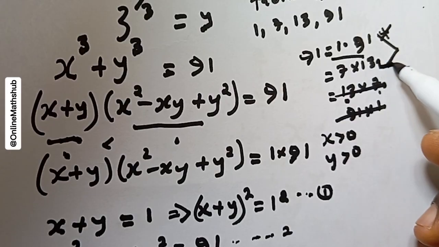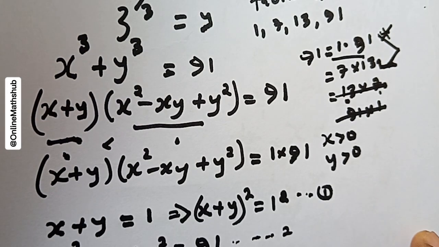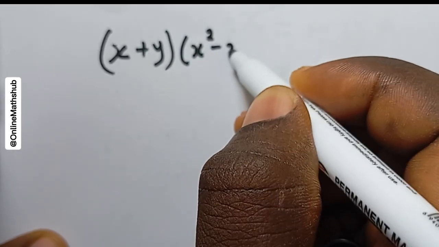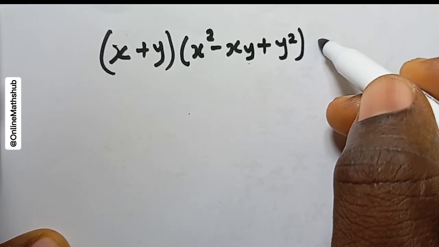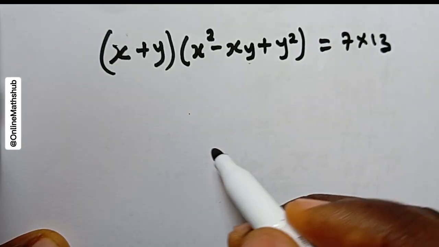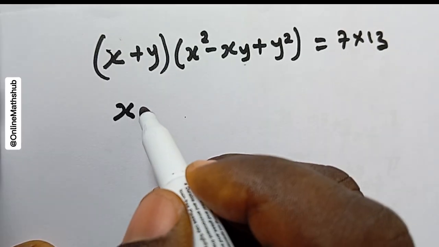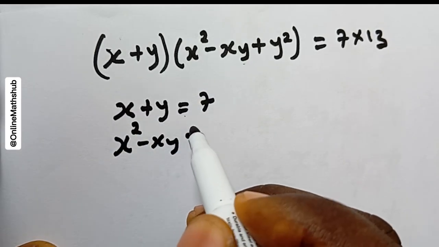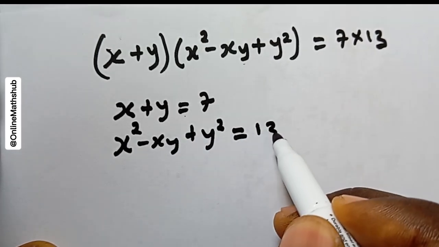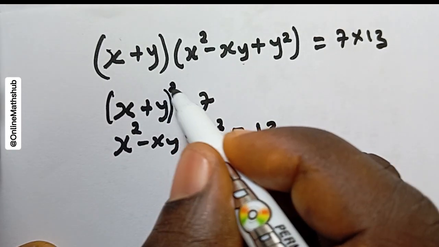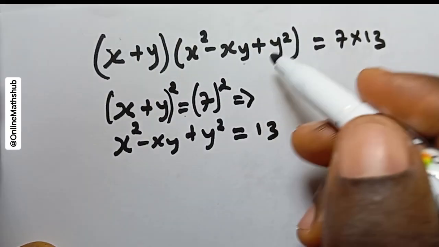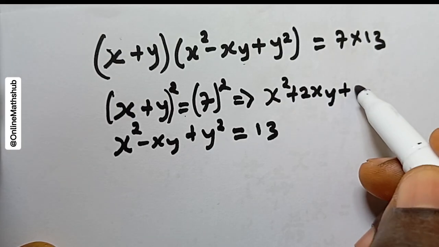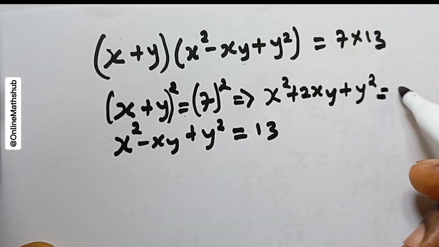So we are now left with this option here to see whether we are going to generate a solution from there. And so continuing from here, what we now have is (x + y)(x² − xy + y²) is now equal to 7 multiplied by 13. Okay, so if we equate both sides of the equation, x + y will now be equal to 7, and then the second term x² − xy + y² will be equal to 13. As usual, we square this first equation, and when you expand this, you're going to have x² + 2xy + y², and this will be equal to 49.